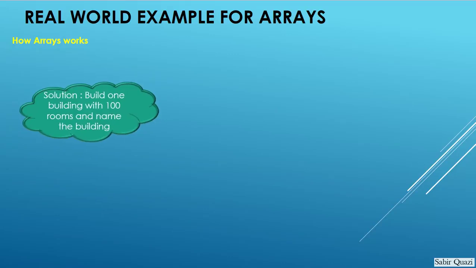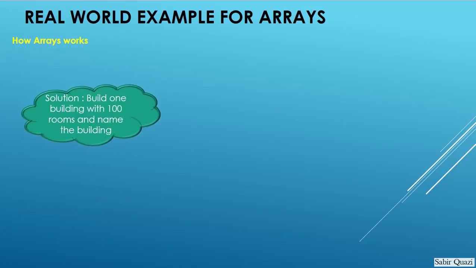What solution does he find? To build a single building with 100 rooms. For each person inside the building, he named the building A. Instead of creating 100 rooms, he built a single building with 100 rooms on different floors.